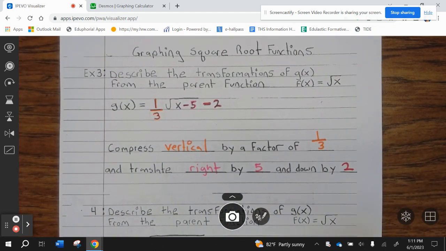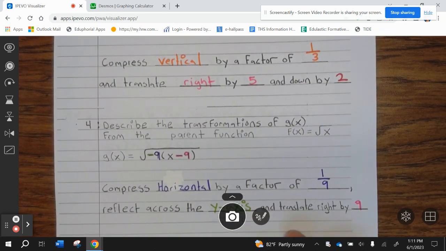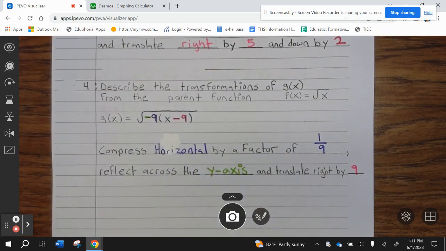Example 3. Describe the transformation. It's compressed vertically by a factor of 1/3 and translates right by 5 and down by 2. Describe the transformation. It compresses horizontally by a factor of 1/9, reflects across the y-axis and translates right by 9.